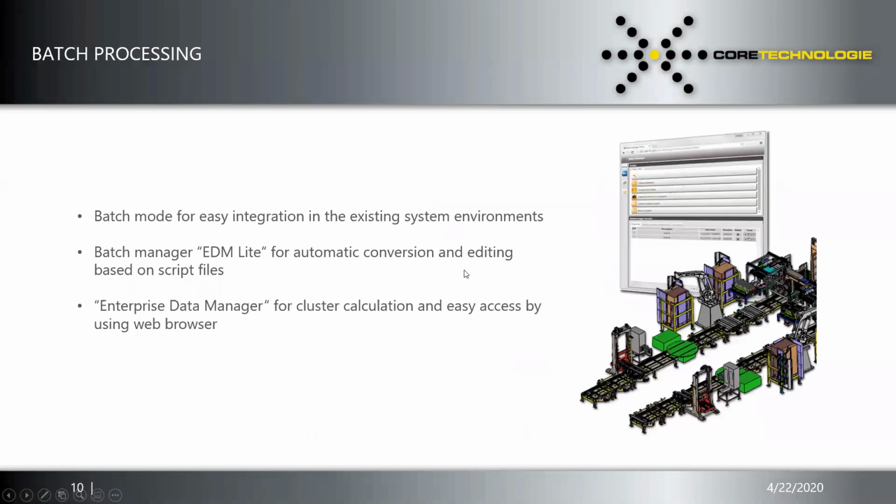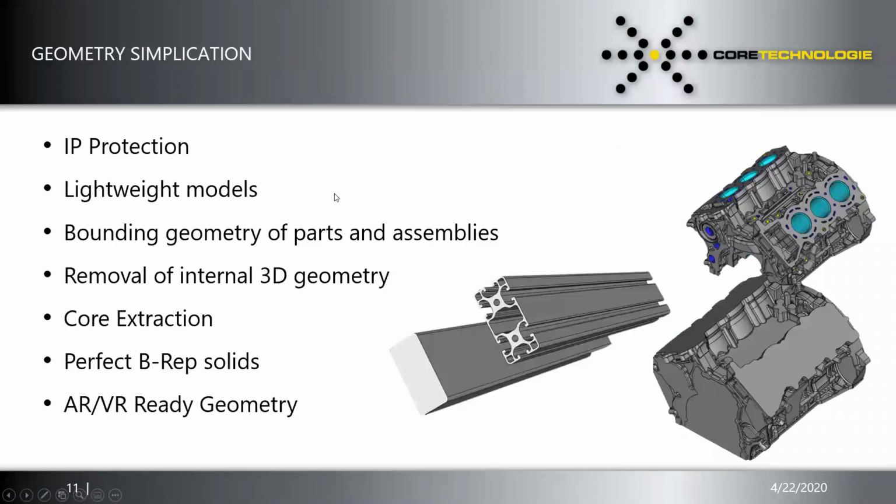Everything you're going to see today is able to be batch processed, and you will actually see how to automate these processes in the demonstration, so I won't touch too much on that. And as I stated before, for geometry simplification, a couple of use cases are IP protection, lightweight models, and pre-processing your data for AR, VR. With our simplification solution, we also have the ability to do core extraction, which could come in handy and save a lot of time.